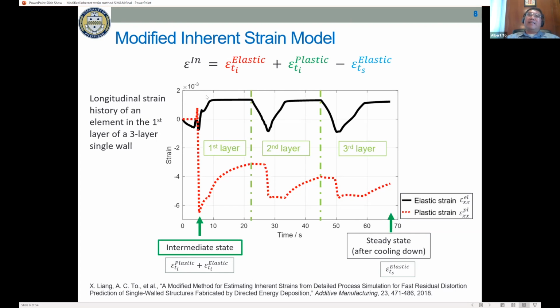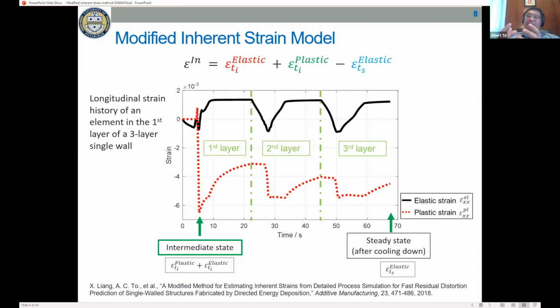So this is a plot during the deposition of a three-layer scan of a single wall. And so you see the evolution of the elastic strain, you see the evolution of the plastic strain, for each layer, okay? So our idea was to try to capture, really, you have a molten liquid that's cooling into a solid, okay?